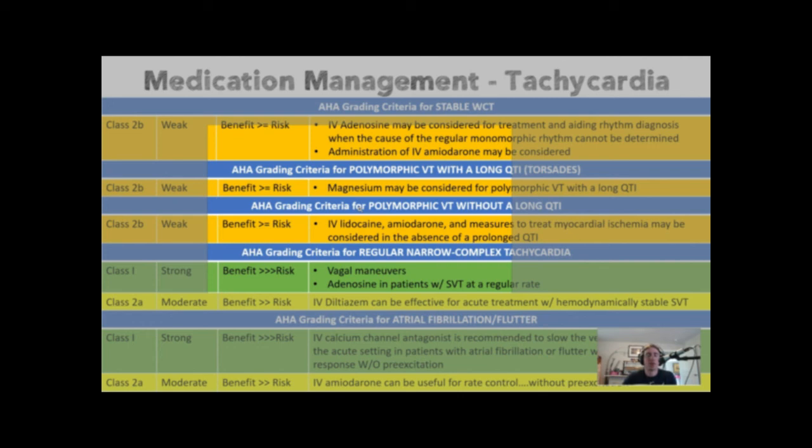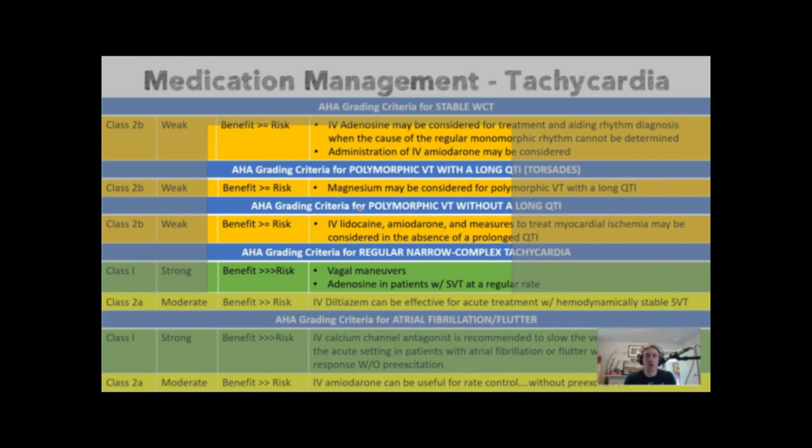All right. Now, what about regular narrow complex tachycardia? This is our bread and butter run. We love these calls because we know exactly what to do. We generally don't like the other calls because it's confusing. But with regular narrow complex tachycardia, so the QRS is less than 120 milliseconds, and it's fast and regular, vagal maneuvers. All right, so we're going to do modified Valsalva maneuver. We're going to give adenosine 6 and 12.